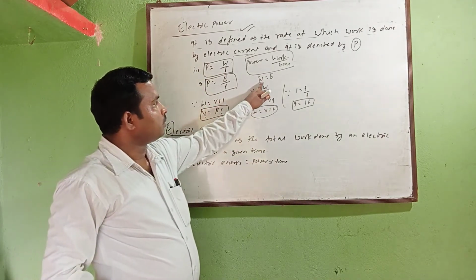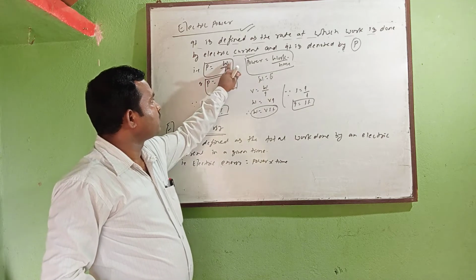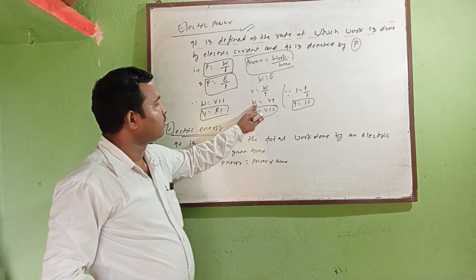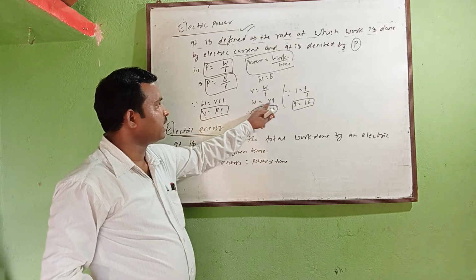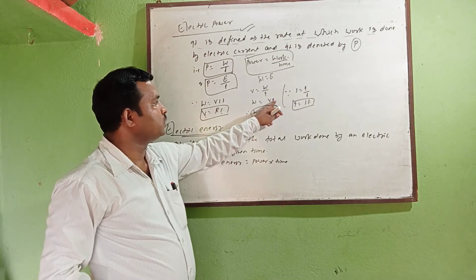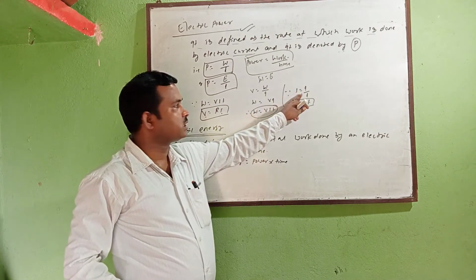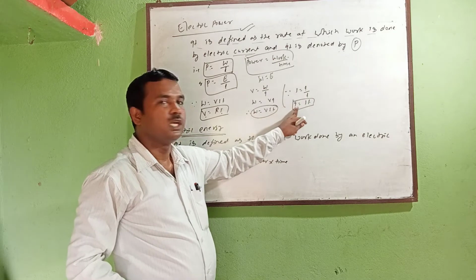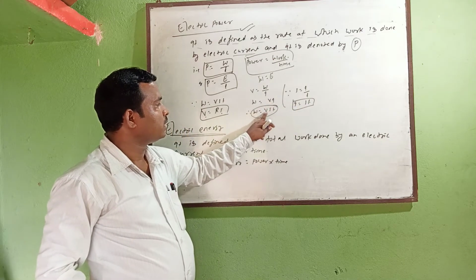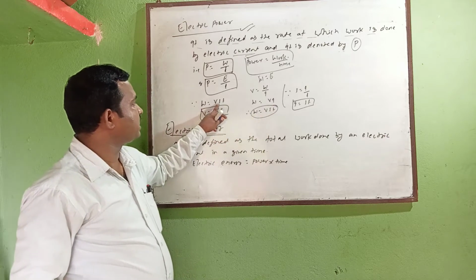Since W is equal to E, at the place of W you can put E, so P will be E by T. Is that clear? We have V is equal to W by Q, and by cross multiplying W equals VQ. Also, Q is equal to IT, from I is equal to Q by T. Substituting this value, we got VIT. So we can write that here.